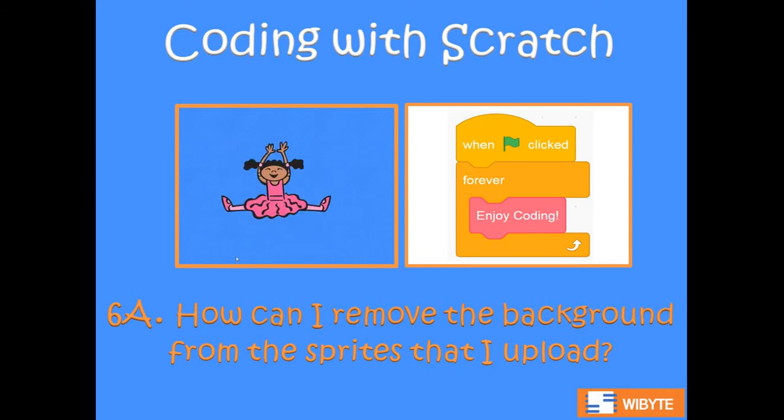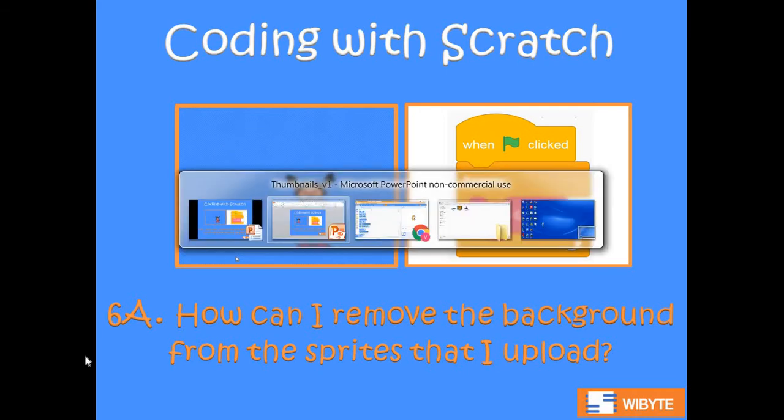Now, I'm naming this video 6A because really this is an extension of our Scratch Learning Bytes lesson number 6, where we look at the different ways of adding sprites. If you look at that video, you will see that one of the ways to add a sprite is to upload it. However, many times when you upload a sprite, there is a background and it's a little bit hard to remove. So I thought I'll make a separate video to clearly explain how we can remove this. So let's just see how this whole thing works out.